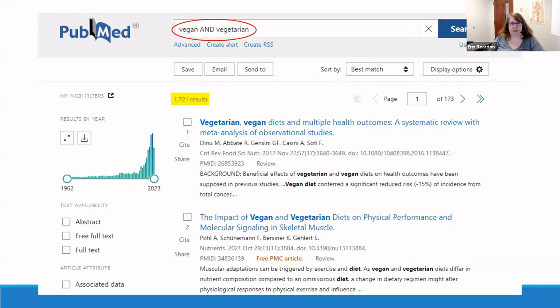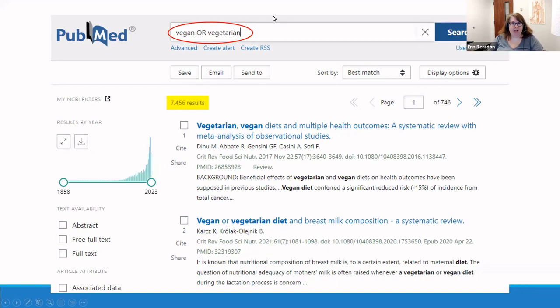I just did a search in PubMed for vegan and vegetarian. I have about 1,700 results, and we can see from the results where it's bolded that it's picking up the keywords that we entered, vegetarian and vegan. If we look for vegan or vegetarian, we're going to have a lot more results because we're looking for all the articles about one and all the articles about the other. So this is closer to 7,500 results.